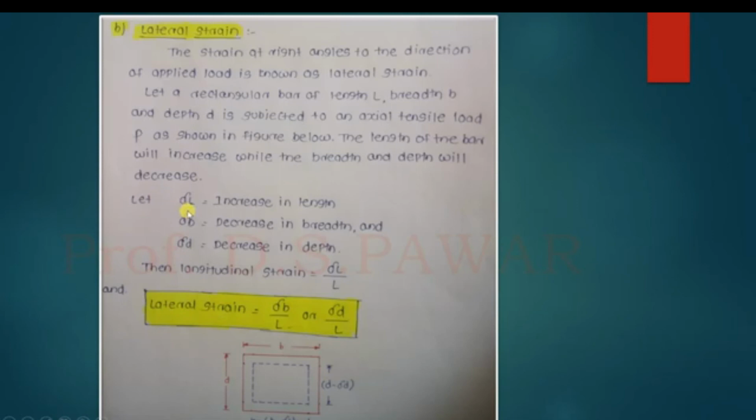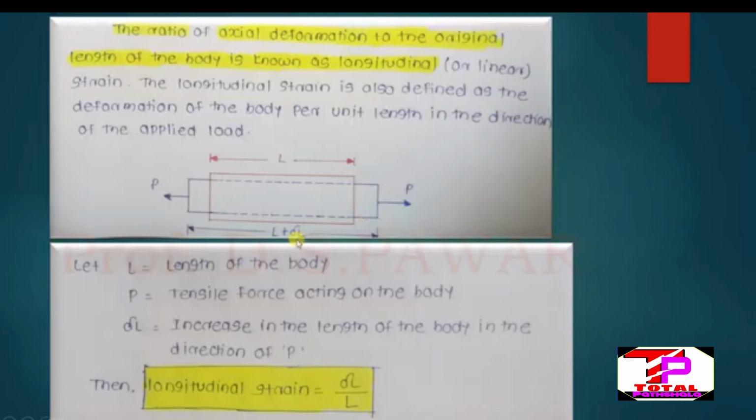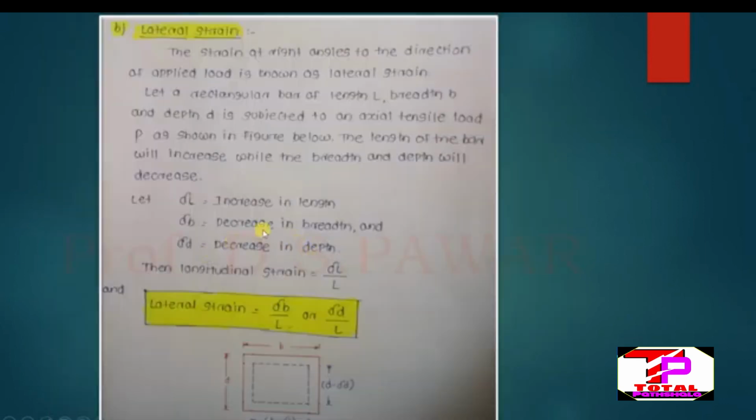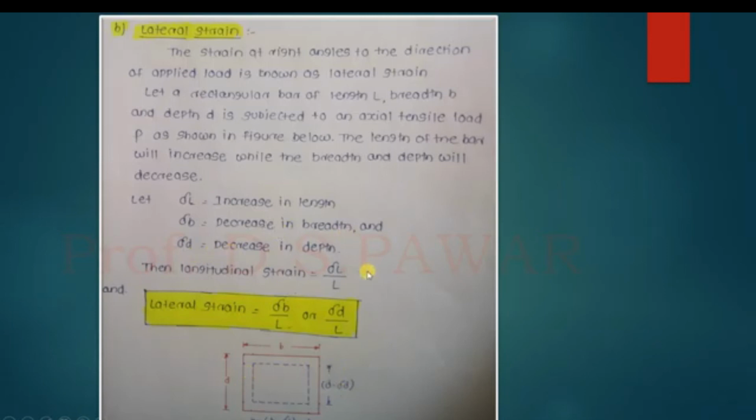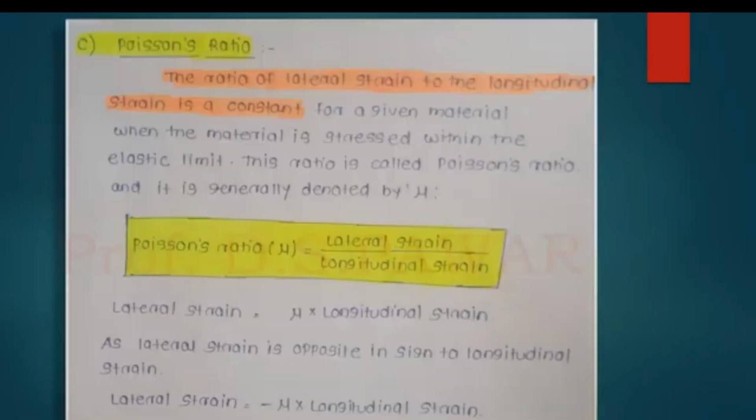Here delta L is the increase in length, delta B is the decrease in width, and delta D is the decrease in depth. The longitudinal strain definition is delta L divided by L, and the lateral strain is delta B divided by B or delta D divided by D. So this is about the longitudinal strain and the lateral strain.